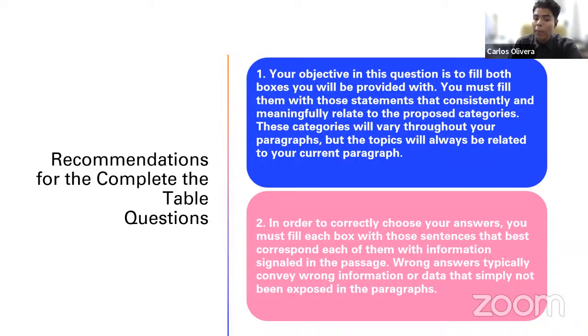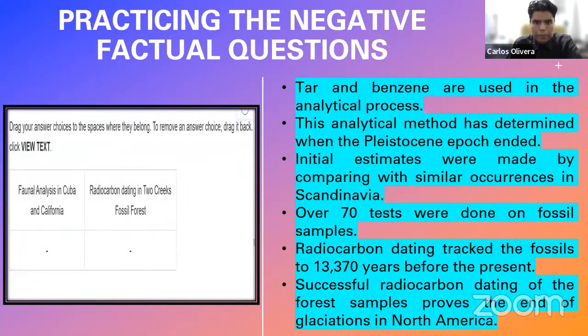Wrong answers typically convey wrong information or data that simply has not been exposed in the paragraph. So what you have to do is basically to drag two of these statements within each box, and your statements must have a relationship with the category stated at the beginning of your box, or in one of the boxes that you have here on your screen.